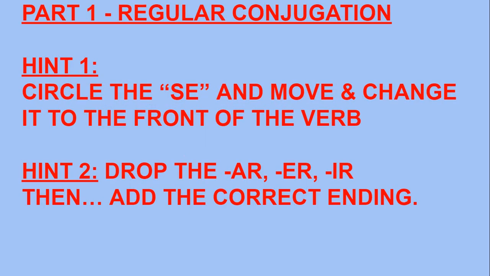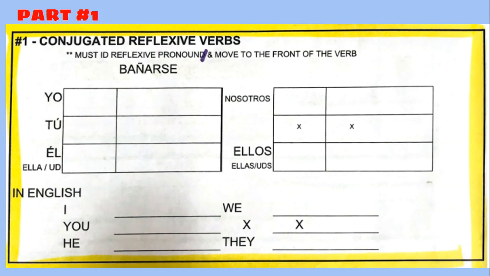So part one, regular conjugation. Hint one, okay, we got to circle the se and move it and change it to the front of the verb. Hint two, you got to drop the AR, ER, and then add the correct ending. So here we go. If I circle that se and I move it to the front, I change it to me, te, se, nos, se.